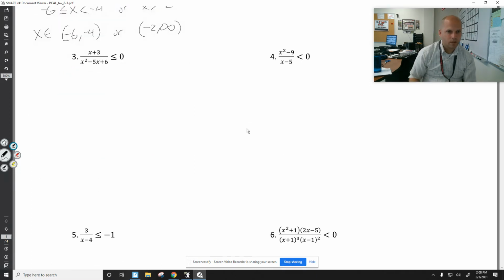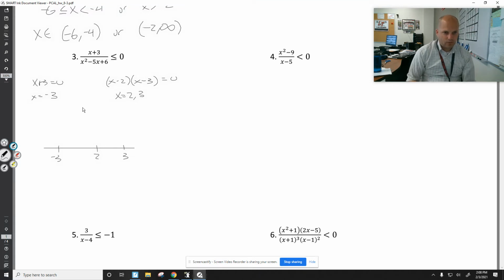All right, skip number 2. We'll come back to that. Let's look at number 3. x plus 3 equals 0, x equals -3. x minus 2, x minus 3 is the denominator equal to 0, x equals 2 and 3. So number line, -3, 2, and 3.